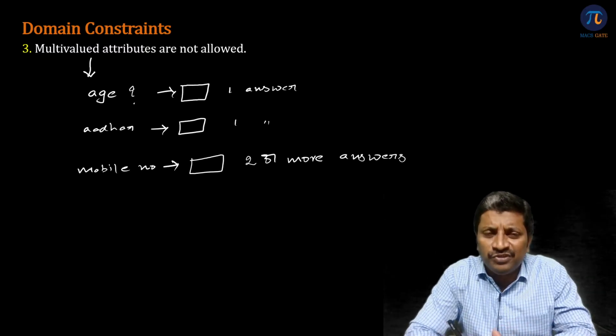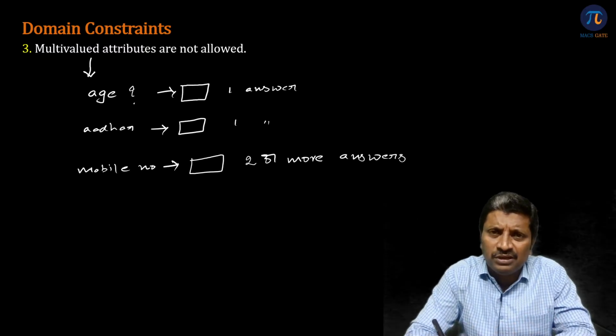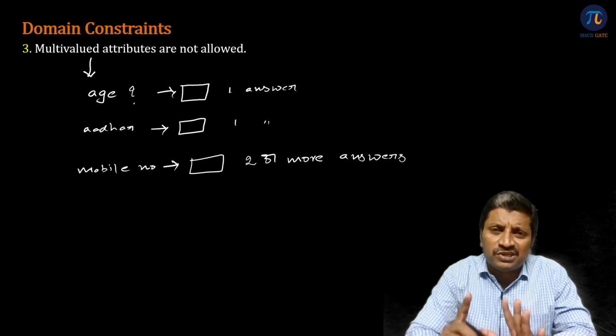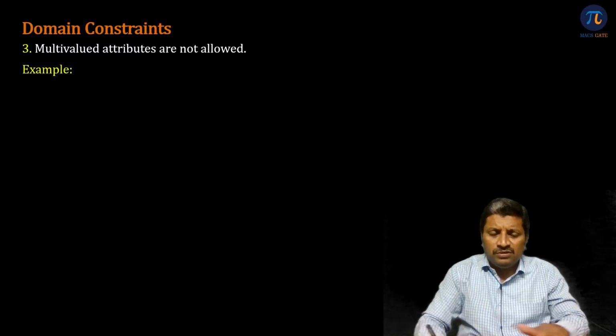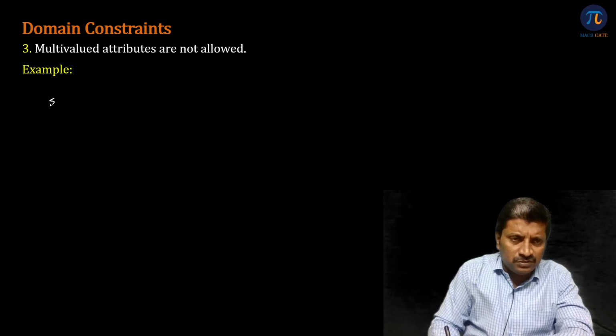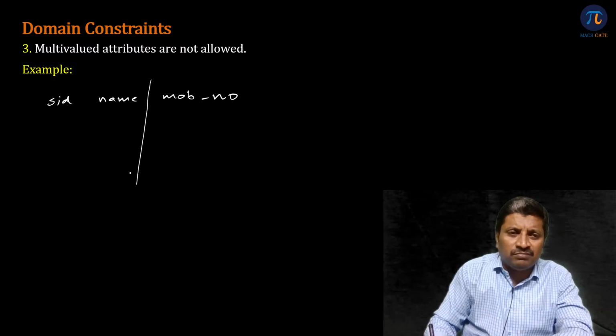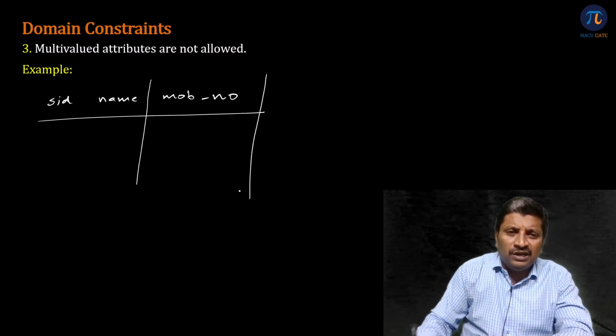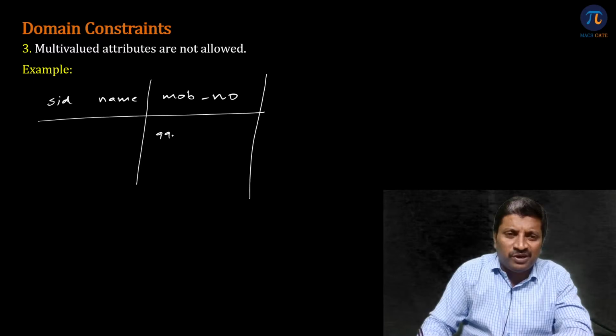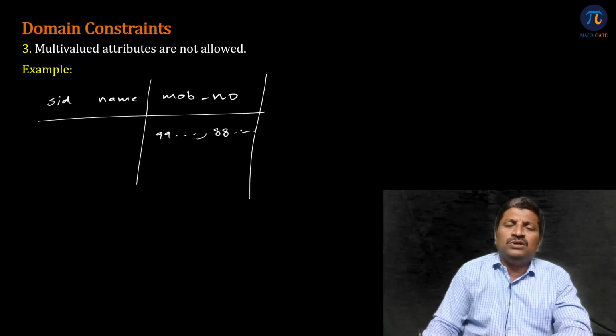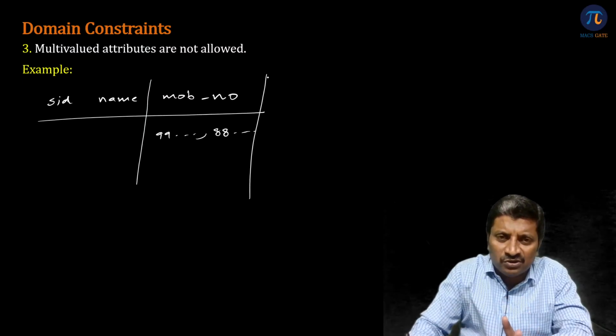Then what should we do? I want to consider the mobile number only. Then how do we overcome this constraint? Suppose I want to give student SID, name, and let us suppose the third one is mobile number. Whenever I have a column, here I should not write my first mobile number is so and so and my second mobile number is so and so, because multi-valued attributes are not allowed.